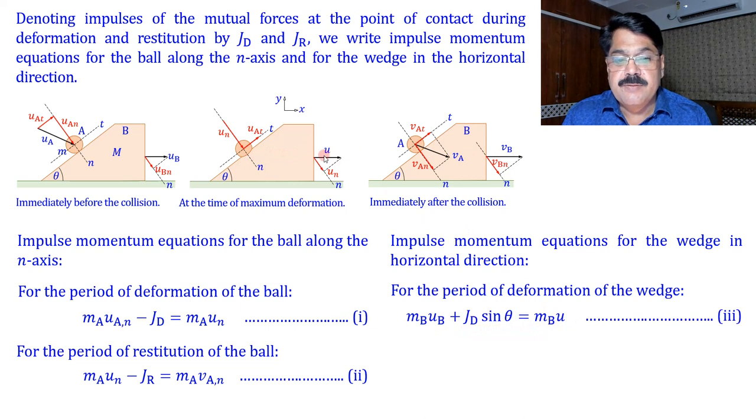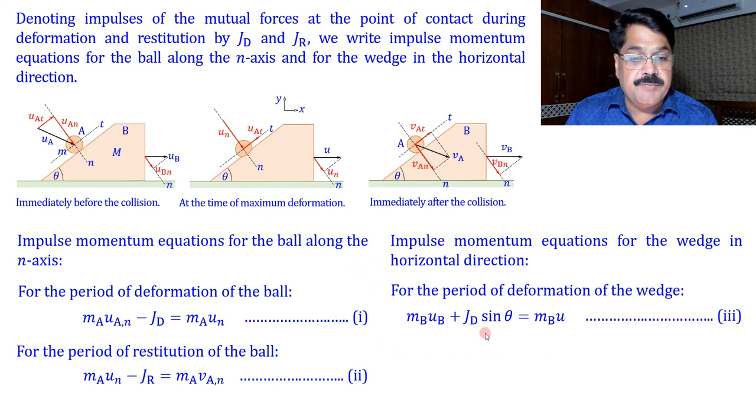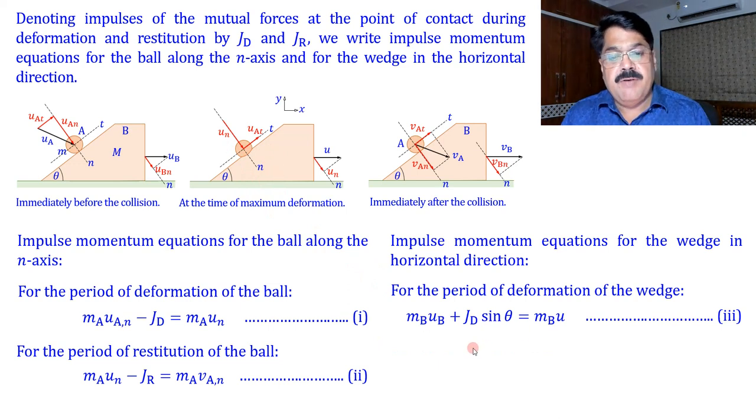Now I will again explain. In horizontal direction, component of JD will be JD sin theta. Why? JD will be in this direction. So from vertical angle is theta, and from horizontal will be 90 minus theta. So horizontal component will be what? JD cos 90 minus theta, JD sin theta. This way, in similar fashion, we write for the period of restitution.